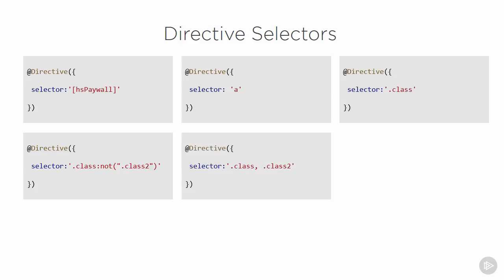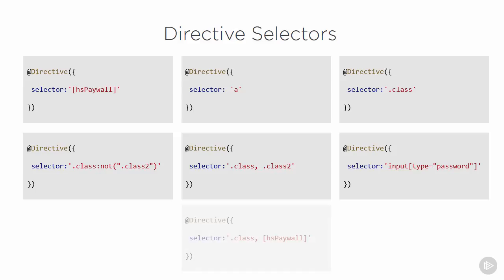Multiple classes. Filtering the elements to which the directive will be applied via an attribute. And like multiple classes, applying the directive via multiple selectors, but this time combining different selector types.